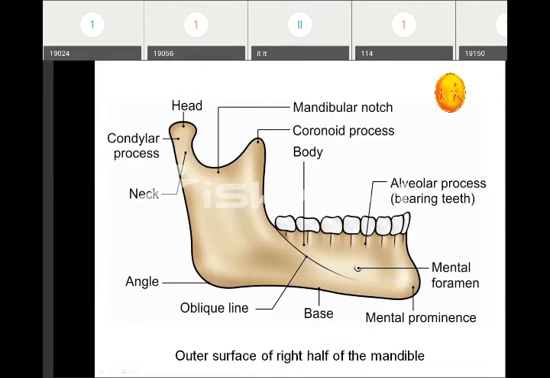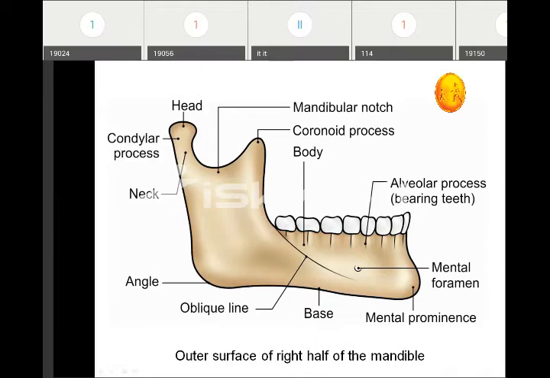You can just compare it with your hand. If you keep your hand in a vertical position, the palmar aspect is the inner surface of the mandible, and the dorsal aspect is the outer surface of the mandible. Here the upper border, which is in relation with the thumb, is the upper border or the alveolar border, which bears the alveolar sockets for the teeth, and the border of the hand in relation to the little finger is the base of the mandible or lower border. Hope you're getting these surfaces and borders.